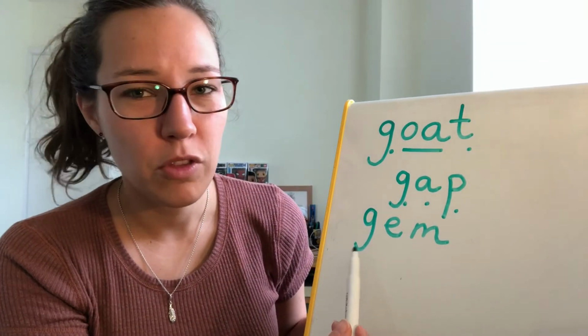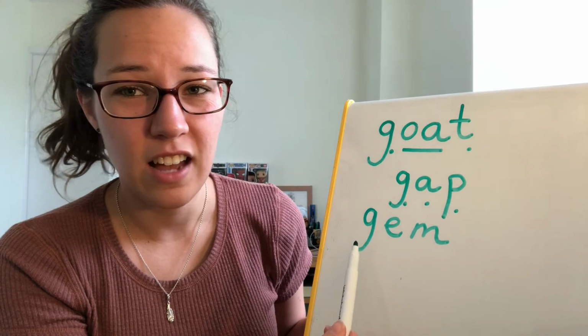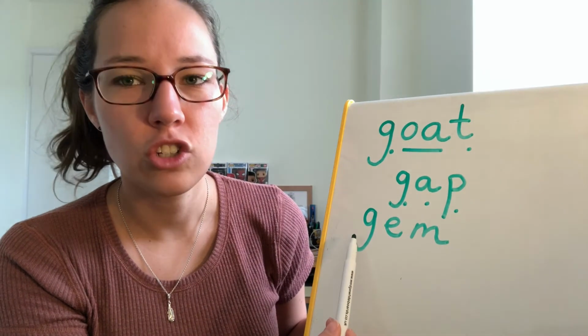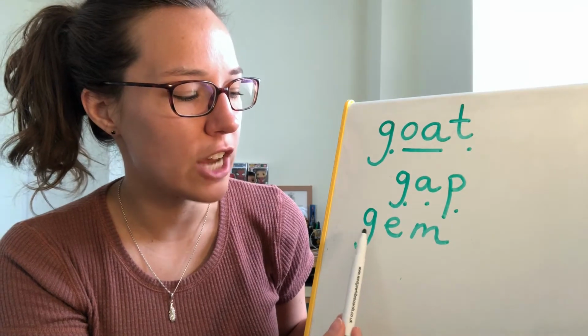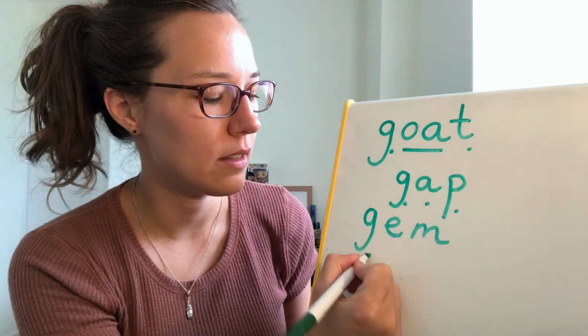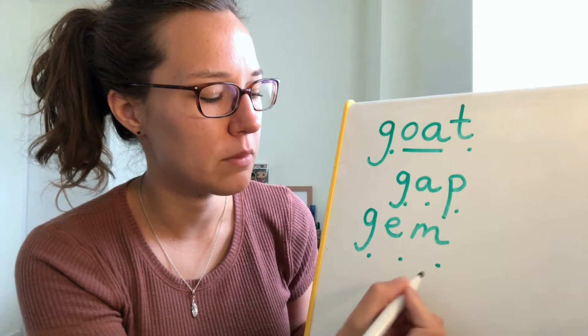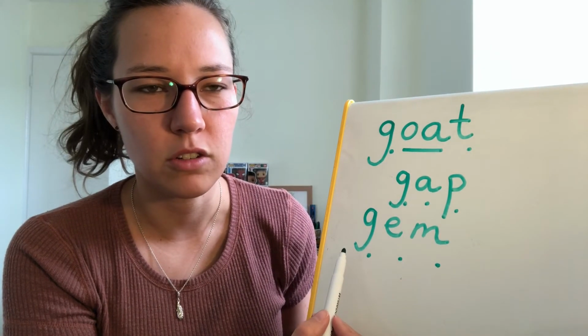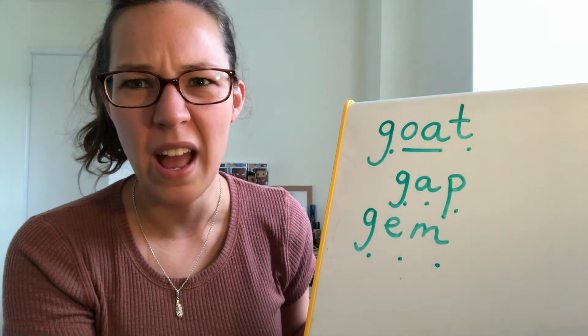This word, although it's spelt with the letter G at the start, doesn't have the G sound. It makes the J sound. Gem. So sometimes when we write the letter G, it doesn't make that G sound, it makes the J sound. But why and when? So when we have the letter G making the G sound, we call that the hard G. And when the letter G makes the J sound, we call that the soft G.